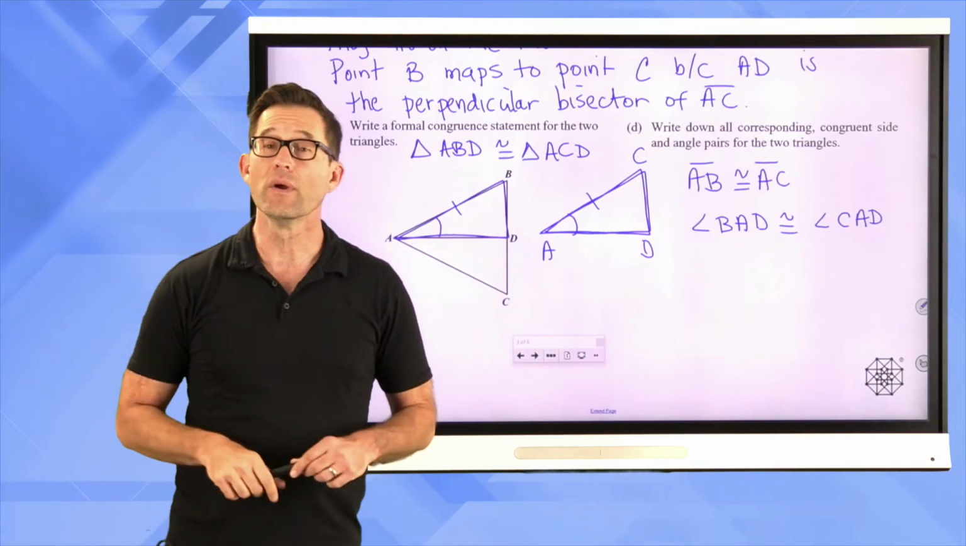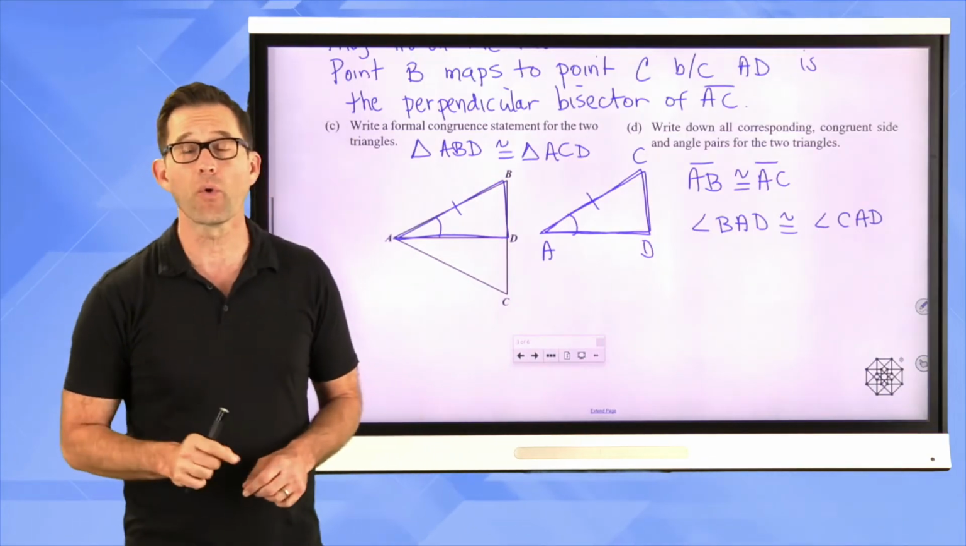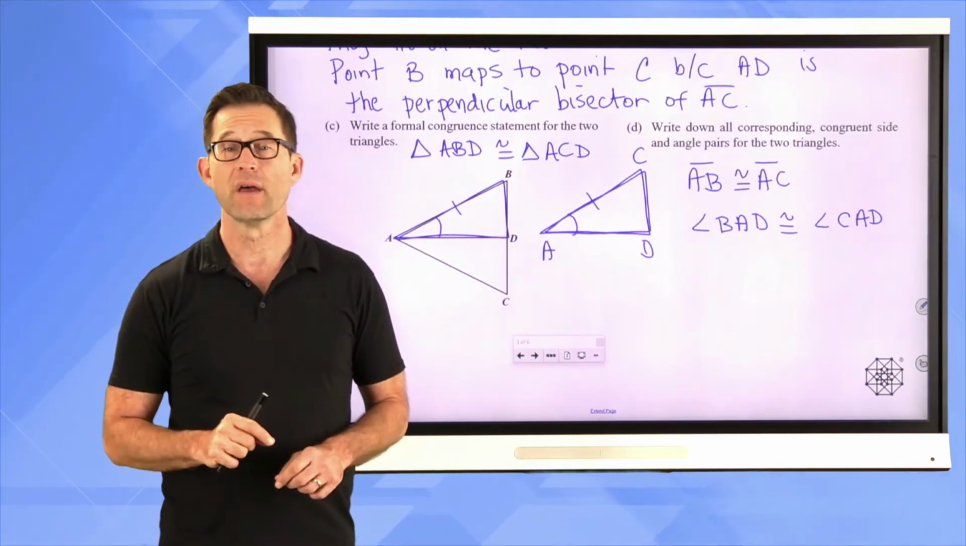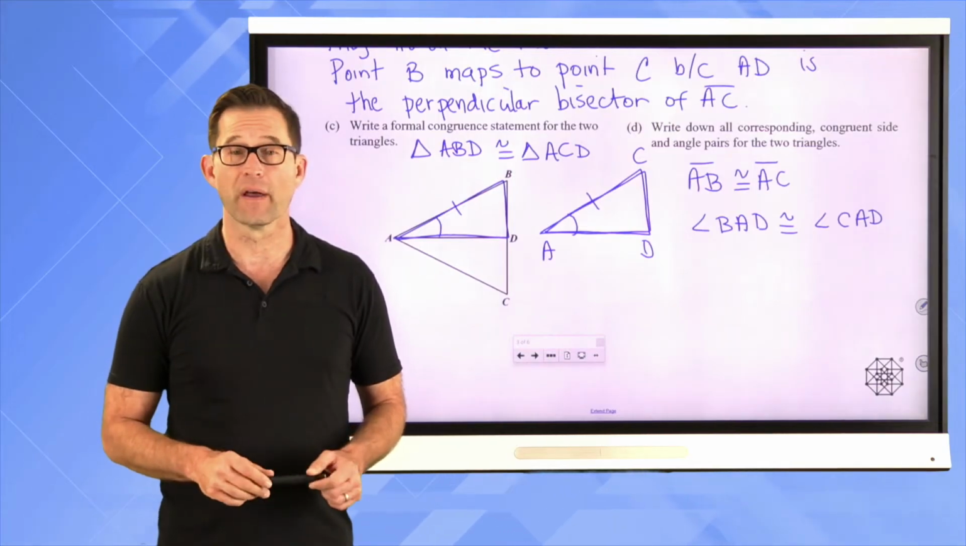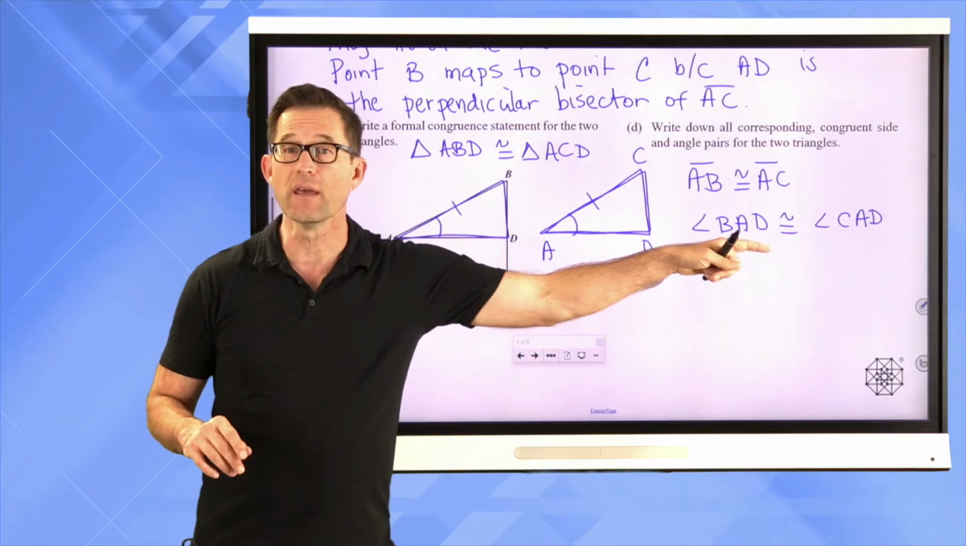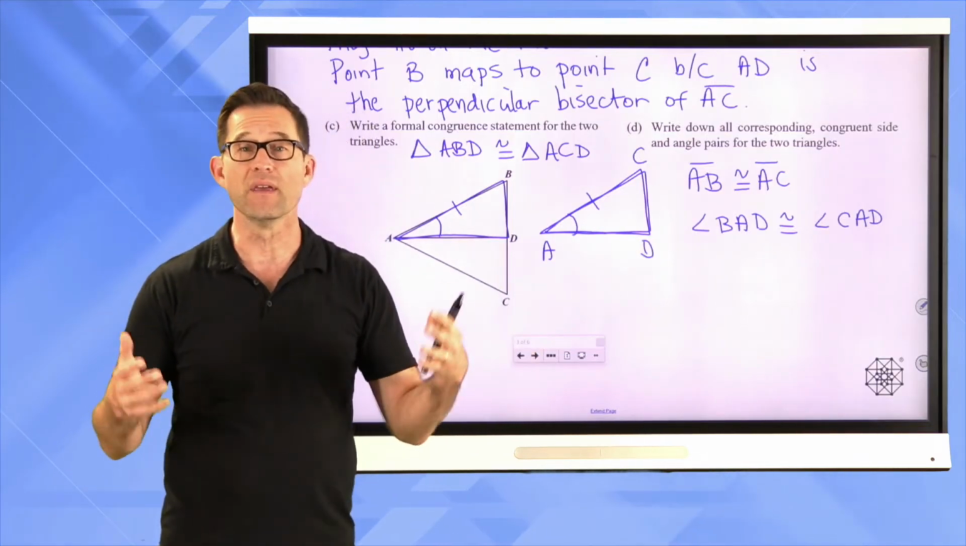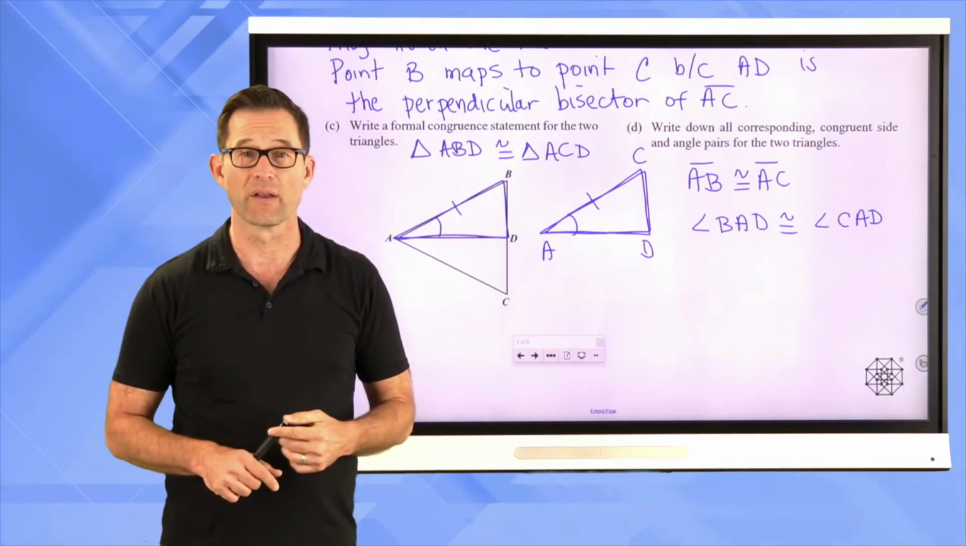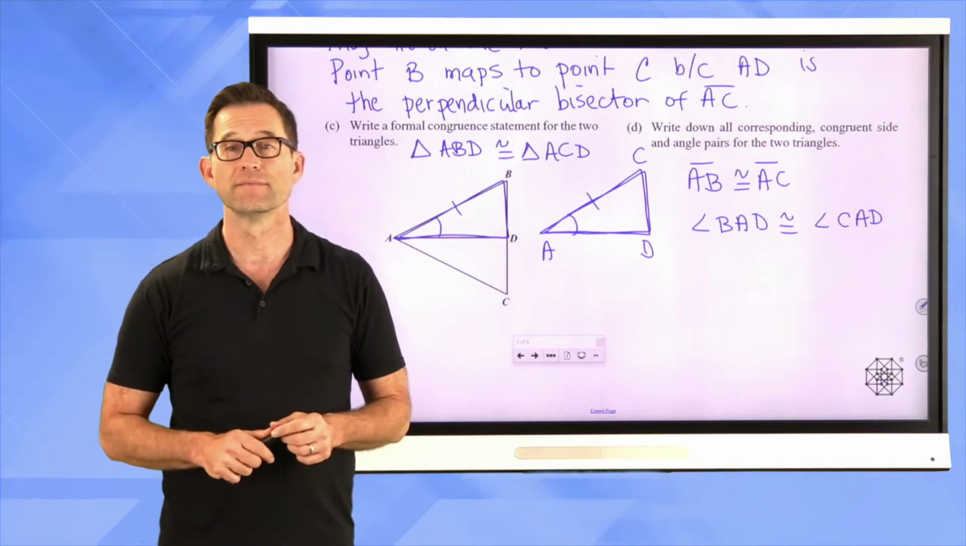What I'd like you to do is write down the remaining. You'll have two more pairs of corresponding sides and two more pairs of corresponding angles. I'd like you to write them all down with the congruency because they must be congruent because the two triangles are congruent. Go ahead and do that.